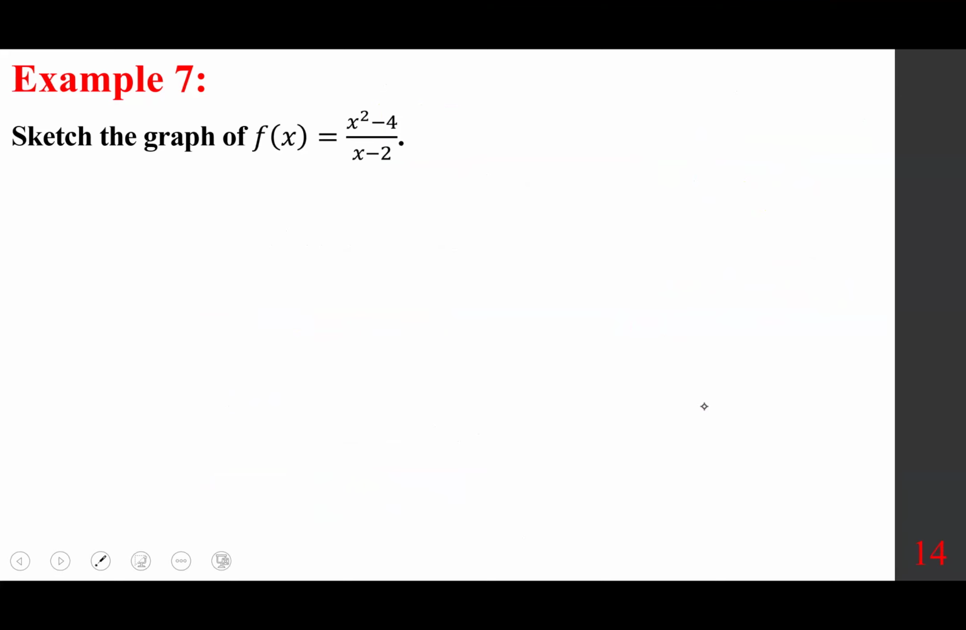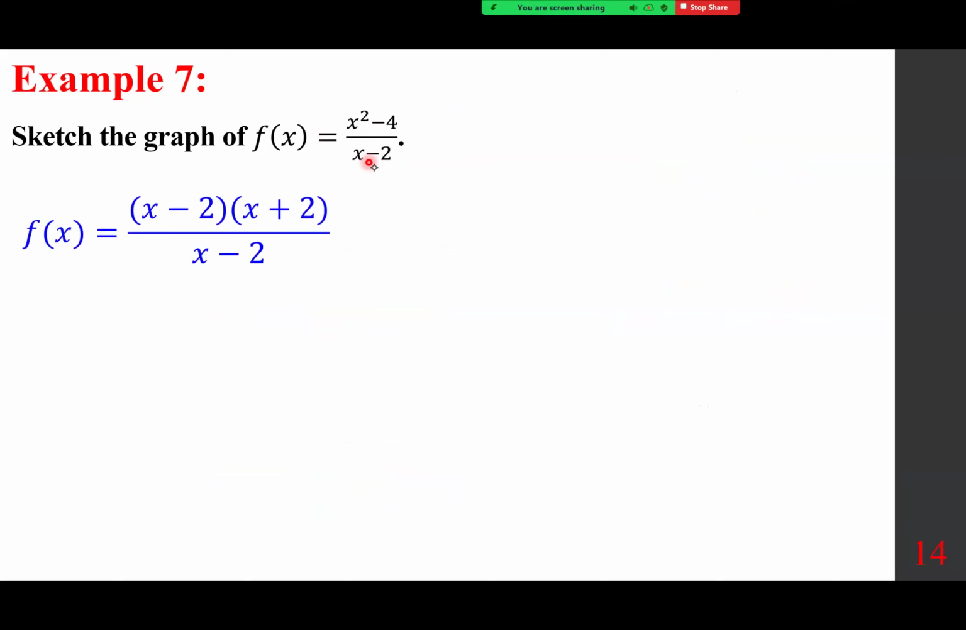We want to sketch the graph of f of x equals x squared minus 4 over x minus 2. The very first step in graphing any rational function is to put it in its lowest terms if possible. You can see the top is x minus 2, x plus 2. Which means f of x equals x plus 2 and x can't be 2. In other words, in essence, this means we are looking for the line y equals x plus 2, where x can't be 2. And what it does, it creates a hole at that point.